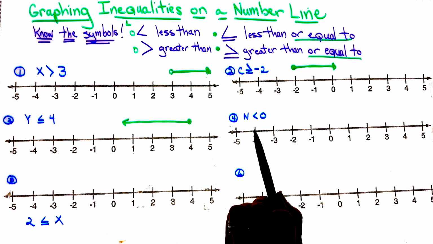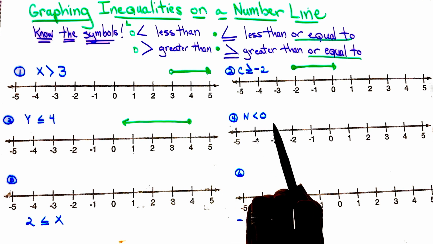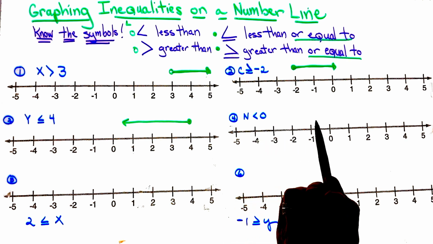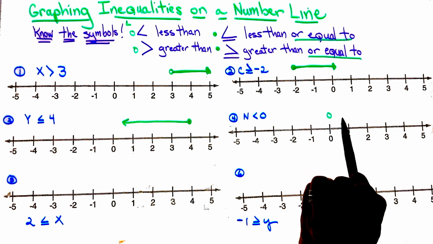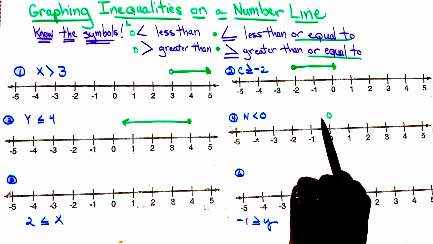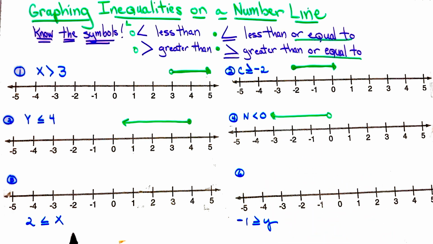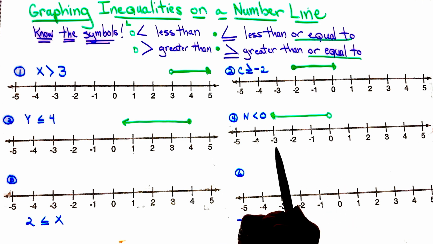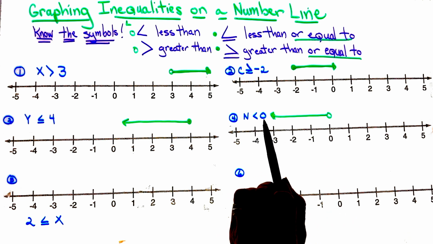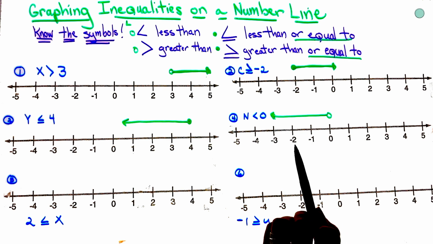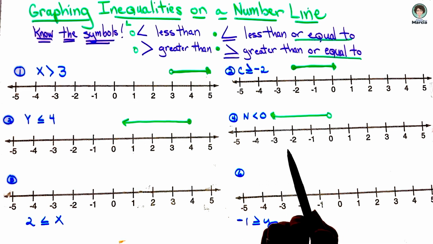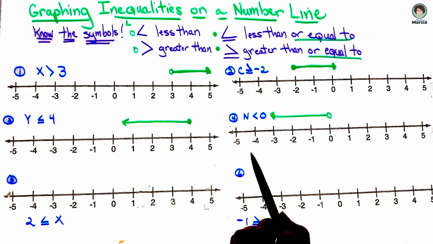For number 4, n is less than 0. Less than, so it's going to be an open circle. And if n is less than 0, it's going to go only toward the negative numbers. Again, I can pick a negative 3. Is negative 3 less than 0? Yes. Any numbers that are on this side of the number line are less than 0.